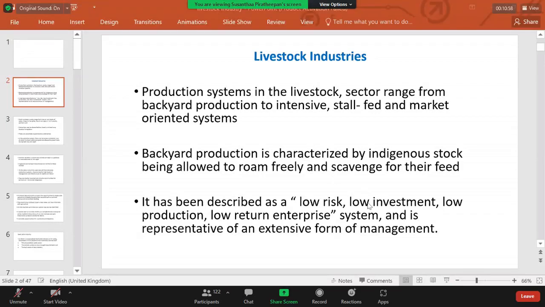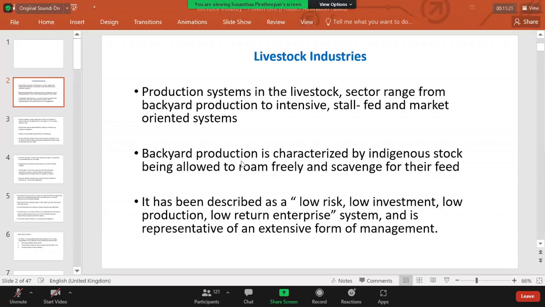But you're getting the production for the home purpose. So that is backyard production. You're not spending much more. You're not spending more money for their housing. You're not spending more money for their well-being. So that's different. It has been described as low risk, low investment, low production, low return enterprises.